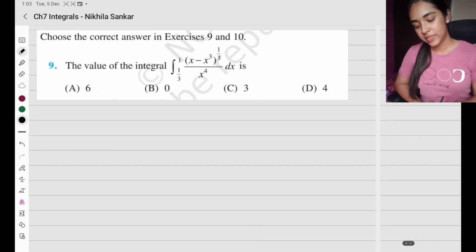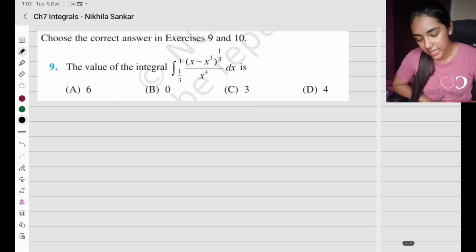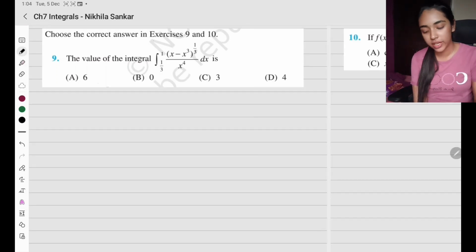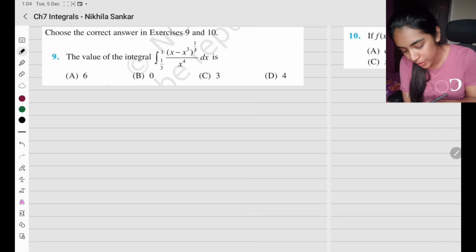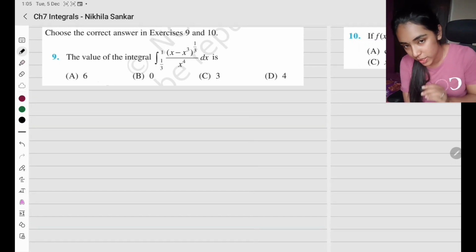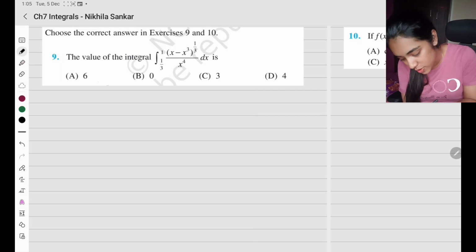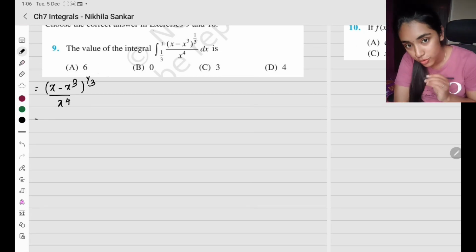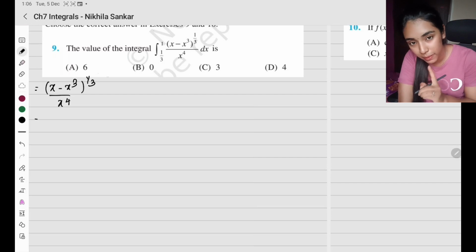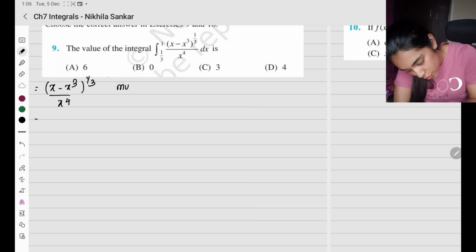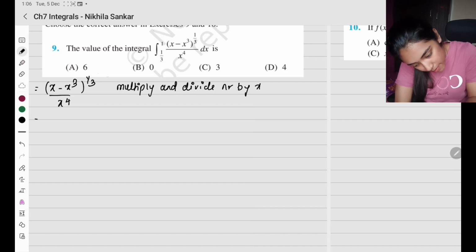Question number 9. Choose the correct answer in exercise 9 and 10. So I need to find the value of this particular integral. இப்போ numeratorல நான் என்ன பண்ண போறேன்? I'm going to avoid the integral for now and take only what is inside. Okay? So I have x minus x cube divided by x power 4, and this is to the power 1 divided by 3. So what I'm going to do now is multiply and divide the numerator by x cube.